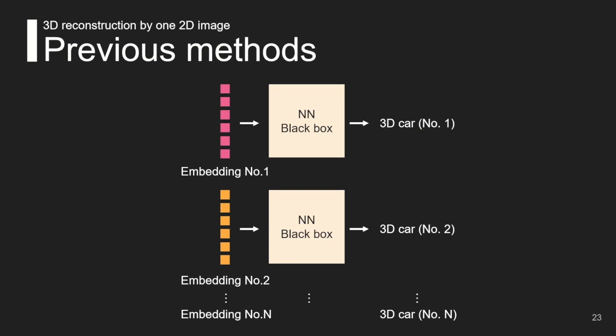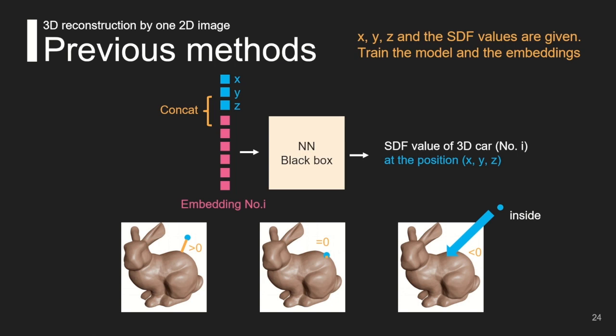Let me use a simple figure to explain this. You can forget the complicated network structure and the loss function in the previous slide. Imagine that it is just a black box model, which we can input a vector and output the SDF value. First, we generate a different trainable embedding for each car, then we concatenate the position with the embedding and ask the model to output the SDF value. See the figure below. If the position is here, the model should output an SDF value of a level. If it's here, the model should output an SDF value equal to the level. If it's here, inside the rabbit, the model should output an SDF value less than the level.